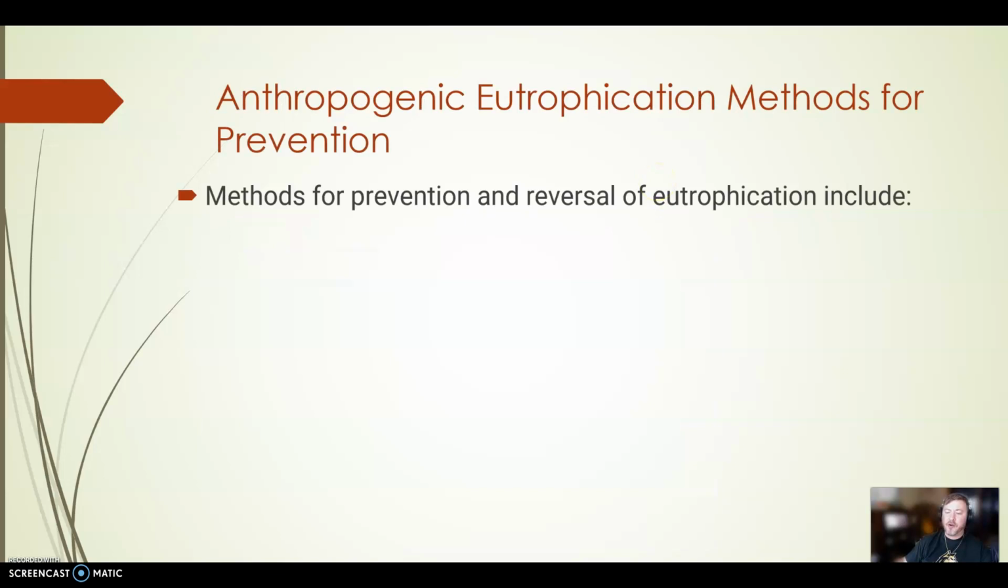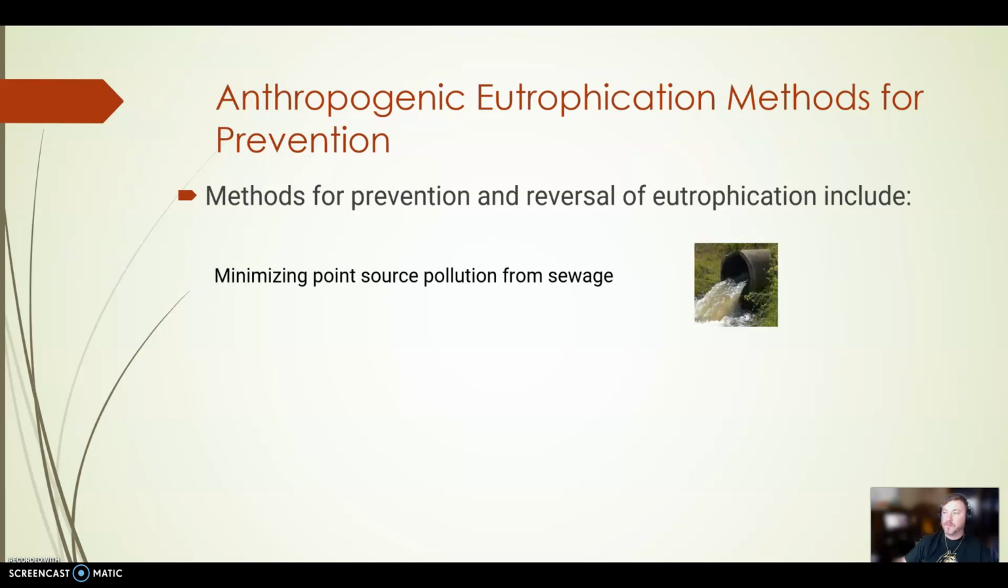Along with detecting and monitoring for eutrophication, there are several methods for prevention. Methods for prevention and reversal of eutrophication include minimizing point source pollution. The U.S. Environmental Protection Agency, EPA, defines point source pollution as any single identifiable source of pollution from which pollutants are discharged, such as a pipe, ditch, ships, factory smokestacks, etc.